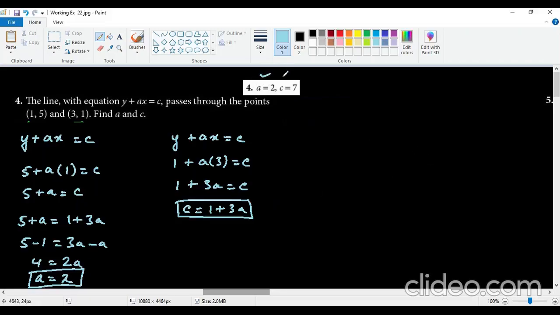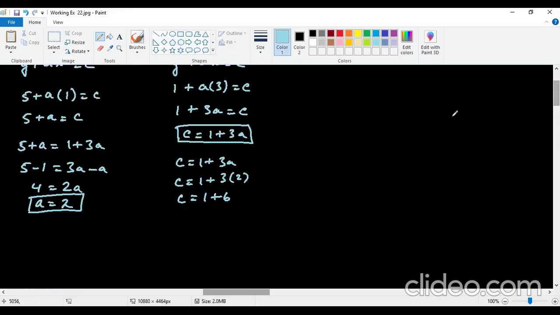Now I'll find out the value of c. I know very well c is equal to 1 plus 3a. That means c is equal to 1 plus 3, a value is 2. So 3 times 2 is 6. 1 plus 6 is going to give us the value of c, which is going to be c equals 7. This is the required answer.